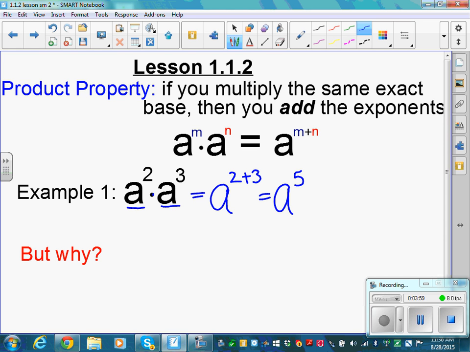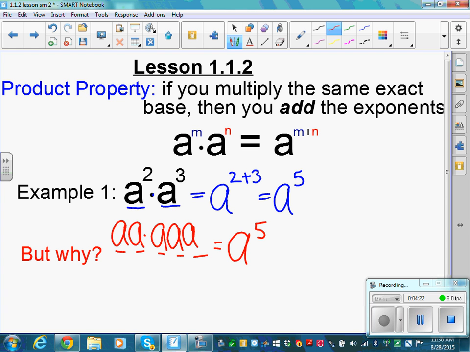Now, why does this work? I'm going to show you. A squared is the same thing as a times a. And a cubed is the same thing as a times a times a. We're multiplying all those things. So how many a's do we have? 1, 2, 3, 4, and 5 a's. So that's why it's equal to a to the 5th.